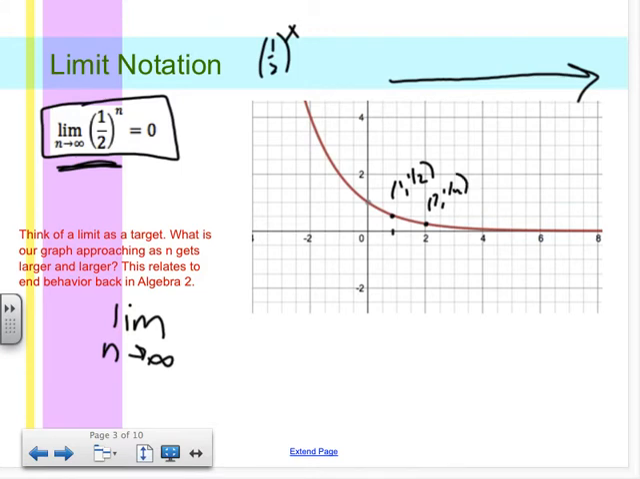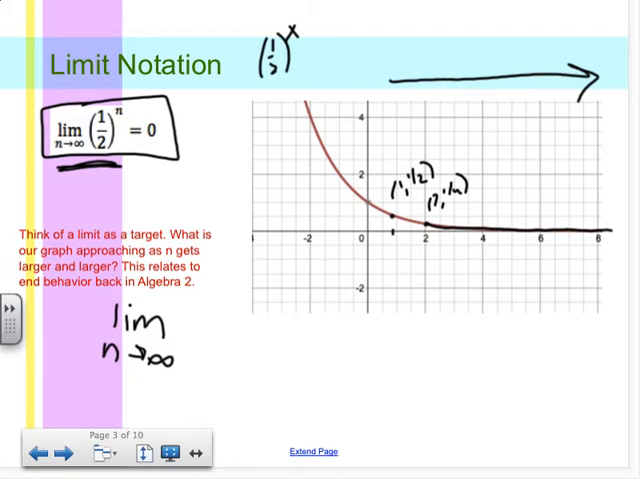Now, what we want to think of a limit as, it says right there in the red, we want to look at what our graph is approaching as n gets larger and larger. And it really is end behavior. And if you look at this, you can see as my n values go really far right, even already at 6 and 8, it looks like it's already basically 0. And that pattern will continue as we move farther and farther to the right.